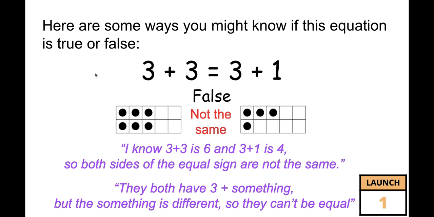So here are some ways you might know if this equation is true or false. We know when we add 3 together, we get 6 on this side. But when we add 3 and 1, we get 4. This is not the same. So you can say, I know 3 plus 3 is 6, and 3 plus 1 is 4. So both sides of the equal sign are not the same. Even though they both have 3 plus something, the something is different, so they can't be equal. Does that make sense?